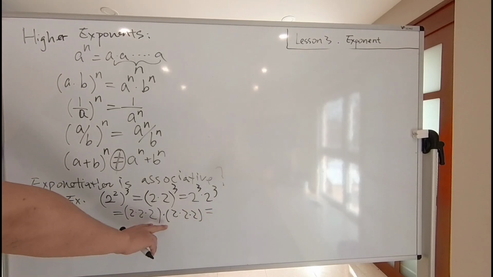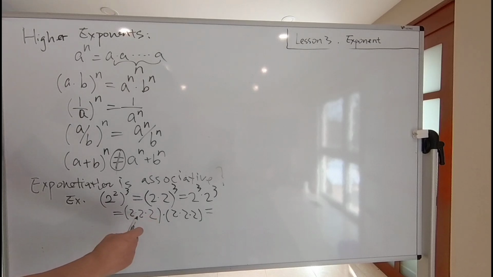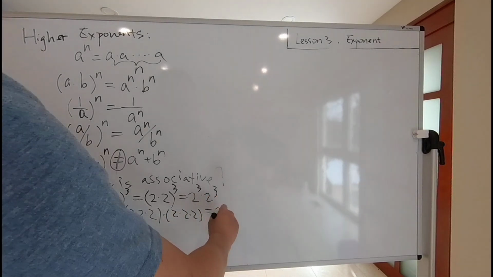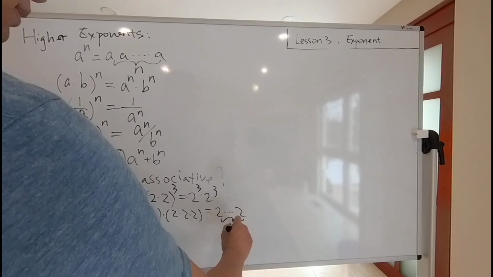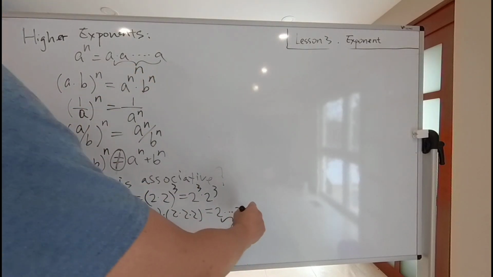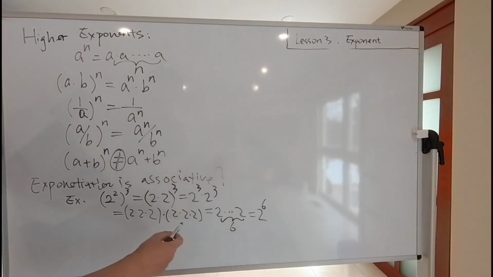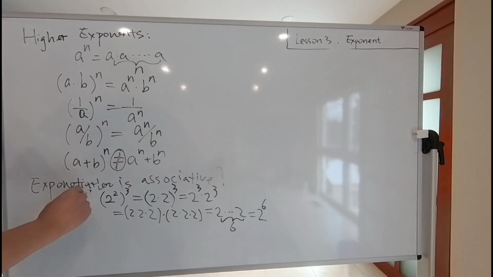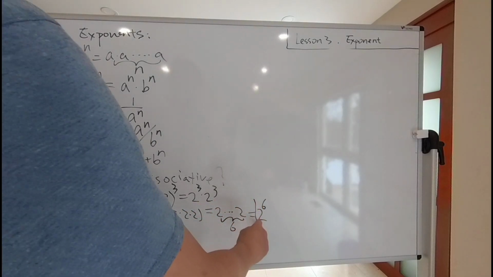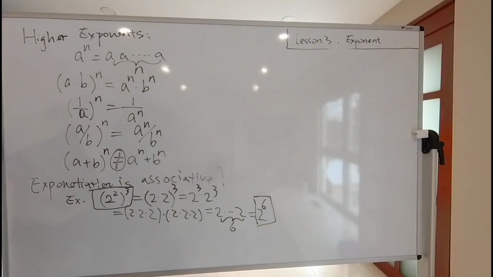And this is really just the associative rule of multiplication, so I can just drop the brackets. It's equivalent to six 2's multiplied together. So I have six 2's multiplied together. It again goes back to the original definition, so this can be written as 2 to the power of 6, right? I have six of them.